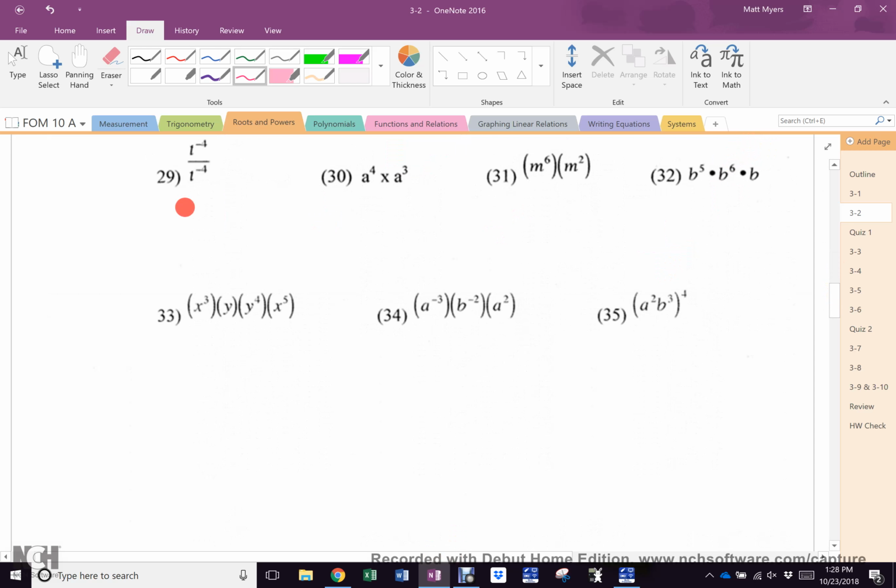29, Yuting. 1. 30, we're back to the front. Tiana, hit me. A to the 7th, I put an X there because it means times. 31, Indigo, hit me. M to the 8th, Beauty. 32, Derek, hit me. B to the 12, we're on a roll. 33, Maddie, go.